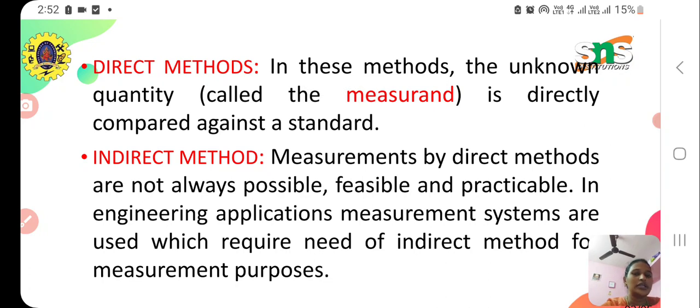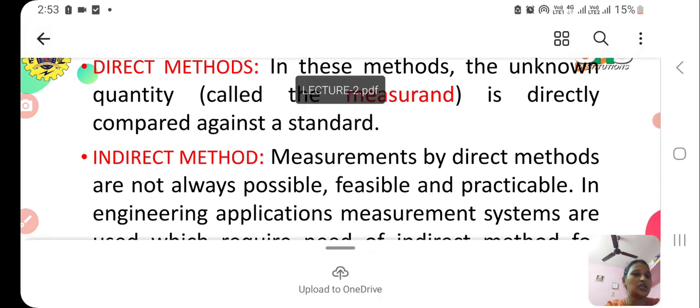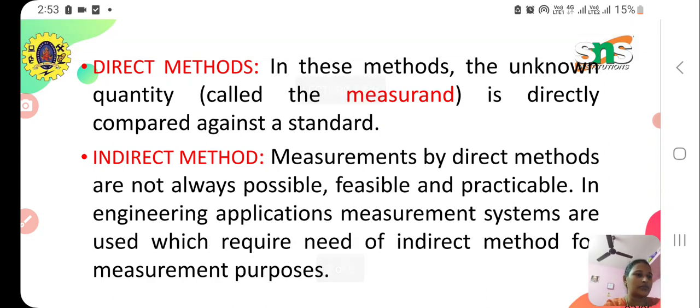The need for the indirect method arises because over a wide range of quantities to be measured, there is a chance that the measurement will go wrong due to erroneous readings of the scales. Hence, we are going for indirect methods, due to the drawbacks of the scale readings in the direct method.